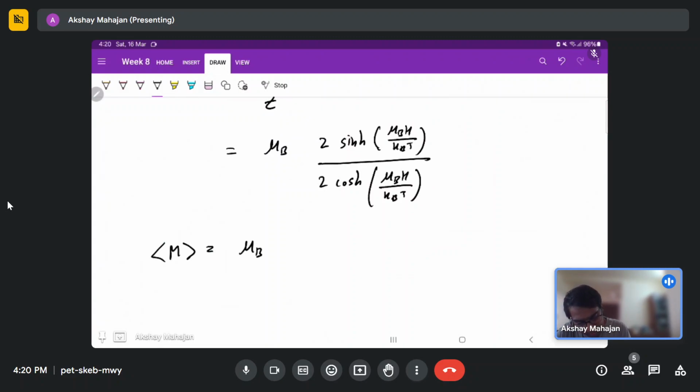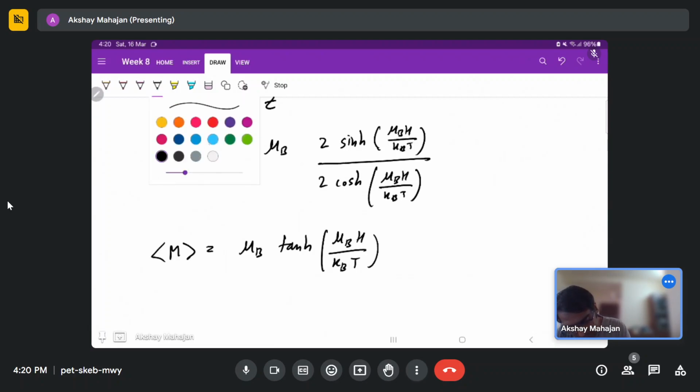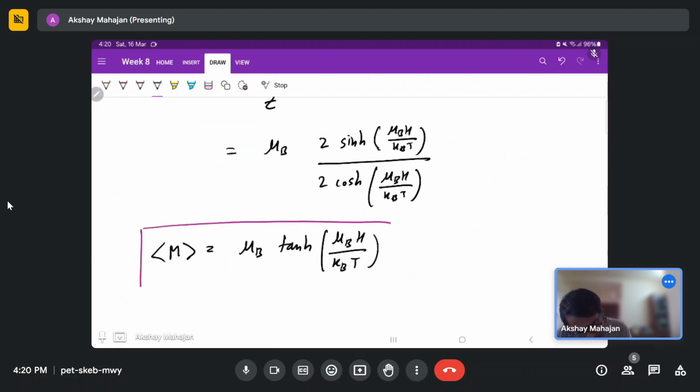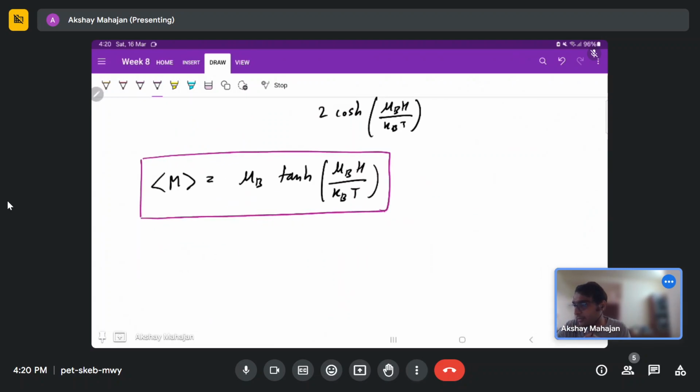Then from here we can find the average magnetization, which will be equal to mu B, and sine hyperbolic by cos hyperbolic is tan hyperbolic, so mu B tan hyperbolic of mu B H by kBT. This is our answer. So this is our average magnetization.